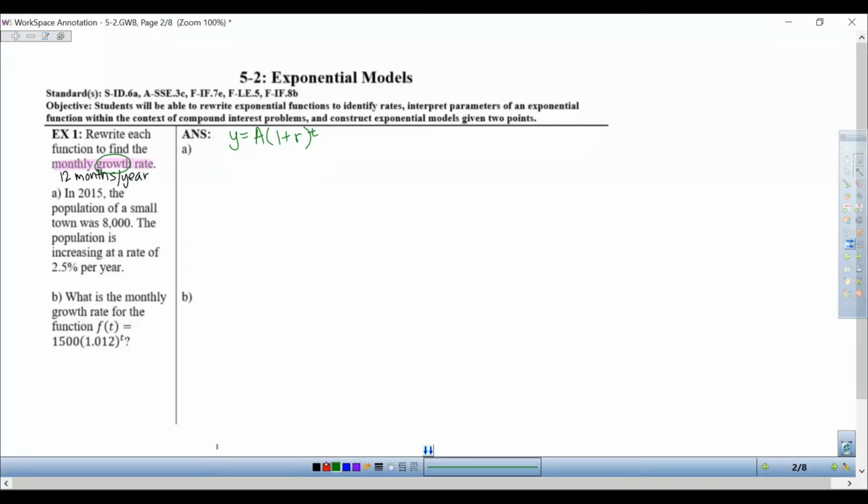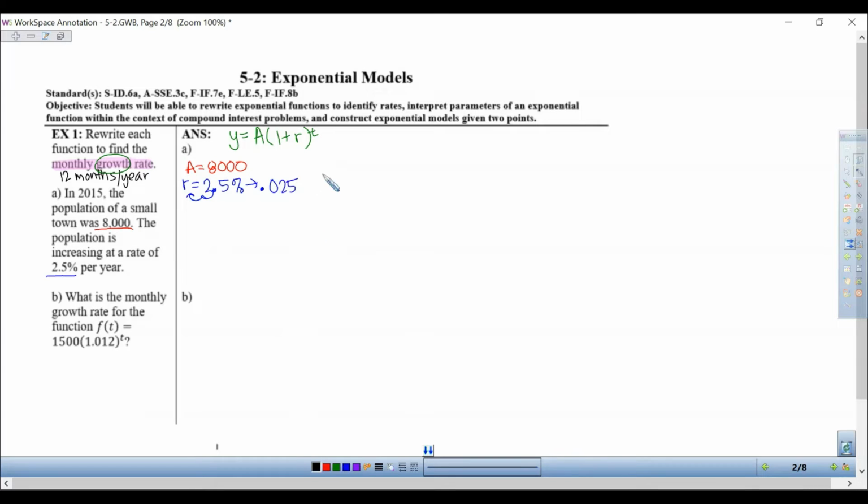So in 2015, that's going to be our starting year, the population of a small town was 8,000. So they're telling us that our starting amount is 8,000. And then it's increasing at a rate of 2.5% per year. So our rate is 2.5%. Remember that we always want to change a rate to a decimal. So we're going to move our decimal 2 spaces to the left. So it's going to become 0.025.